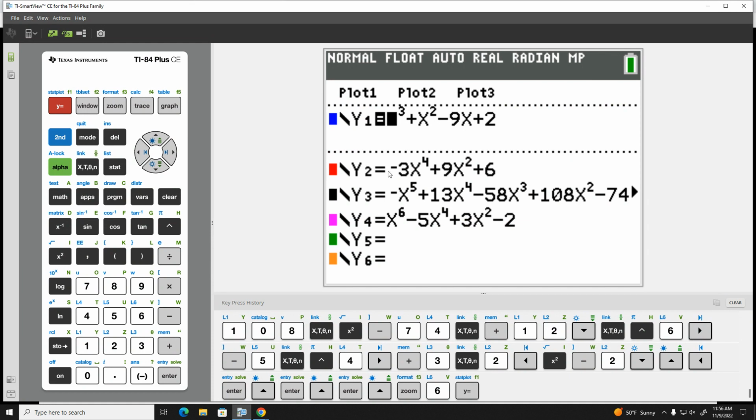I have a lot of other things in here, but I did turn them off. So I also have my plots turned off. If you need to do that, you arrow up to the plot and hit enter and come back down. When they're all not in a black box like this, they are turned off.